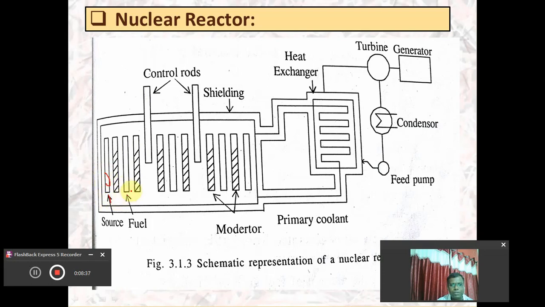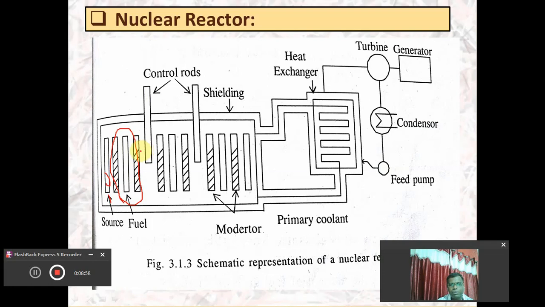Again, this is the core part of this nuclear reactor containing the nuclear fuel. So this is the core, which is the central part of the nuclear reactor, in which the nuclear fuel, either fissile or fertile material, is placed. So this is the core of the nuclear reactor.